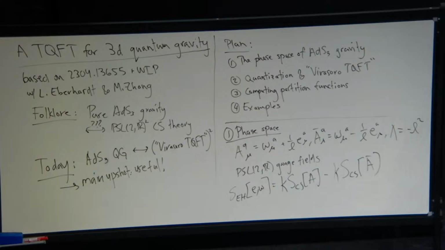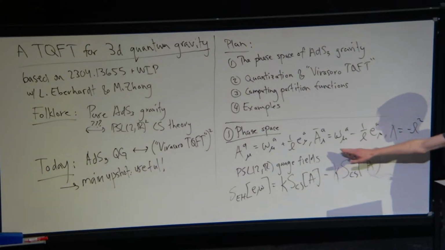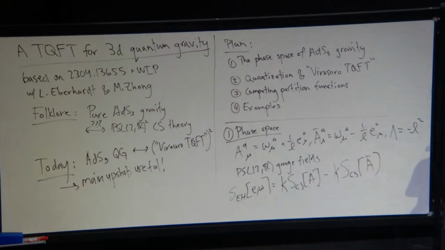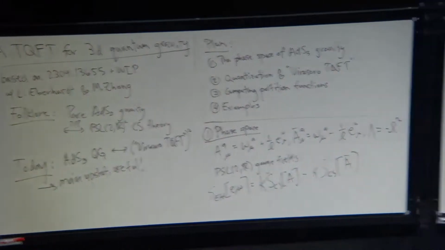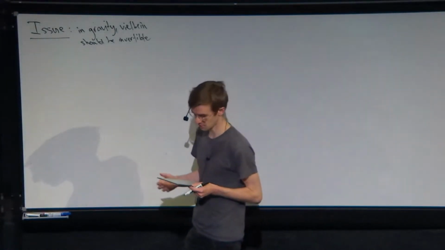I want to highlight one in particular, which is that in gravity, the vielbein should be invertible. In other words, the metric should be non-degenerate. In Chern-Simons gauge theory, there's no such non-degeneracy condition on the gauge fields A and Ā. So in principle, in the gauge theory path integral, you would be integrating over many field configurations that look very singular from the point of view of the gravitational theory. And the main upshot of this TQFT is that it solves this problem. It's sort of what it does for a living.